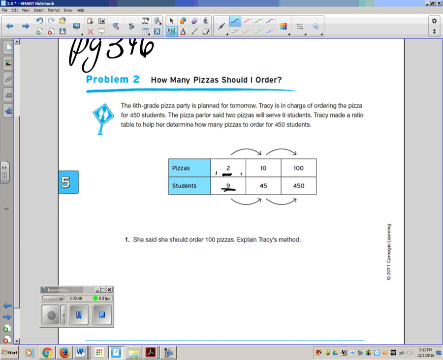You just have to find the pattern on these, and they are equivalent ratios. So 2 went to 10, I multiplied by 5. Same as your fractions, whatever you do to the top, you do to the bottom. So I multiplied this by 5. From 10 to go to 100, I multiplied by 10. 45 times 10 is 450. That is her method.